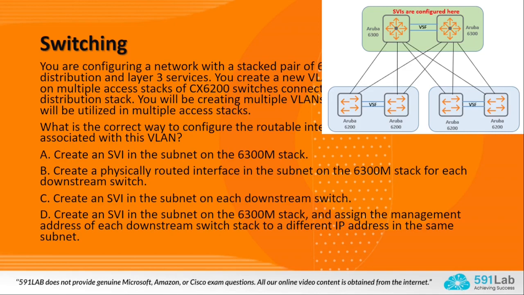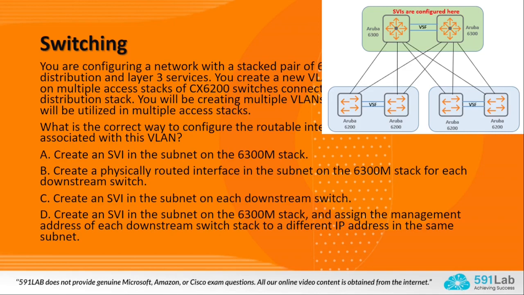Option A, create an SVI in the subnet on the 6300M stack. Option A looks correct. Let's check others. Option B, create a physically routed interface in the subnet on the 6300M stack for each downstream switch. Option B is not correct because physically routed interfaces are not defined for SVIs. Option C, create an SVI in the subnet on each downstream switch. Downstream switches are access layer switches in which SVIs are not defined. So option C is wrong.